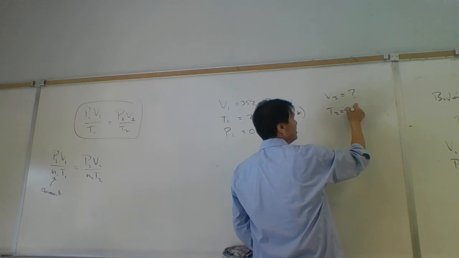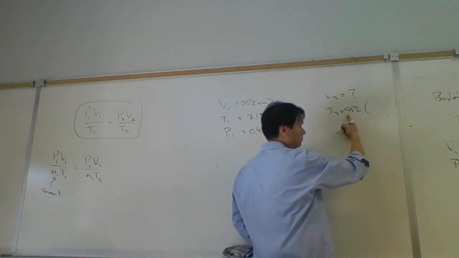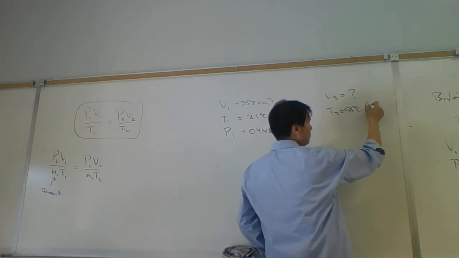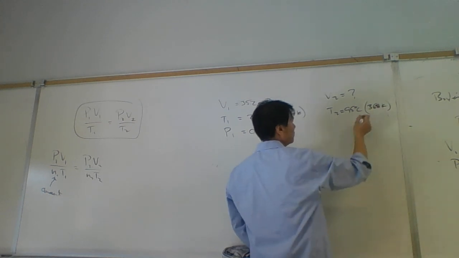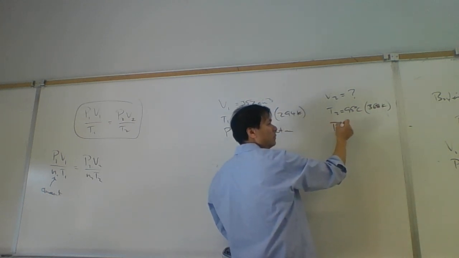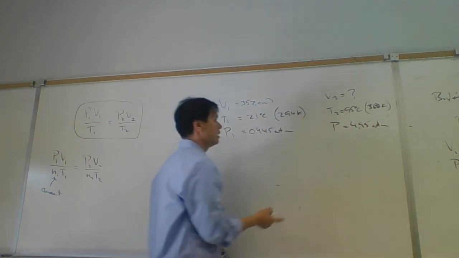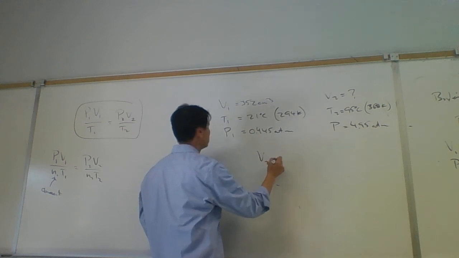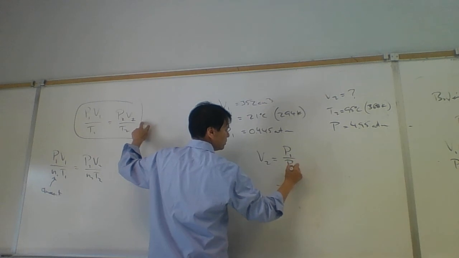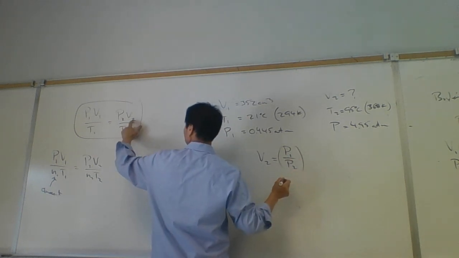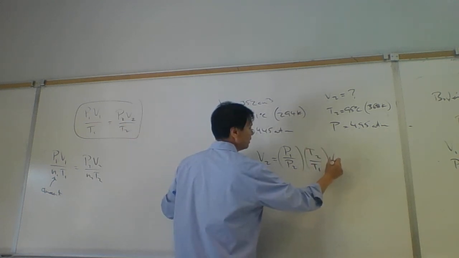Then we'll go on to V2, which is unknown. T2 is 95 degrees C, plus 273, which would be 368 Kelvin, sorry. And then the pressure is 4.95 atmospheres. Then we solve the combined gas law for V2. So V2, we'll do the pressure fraction first, is P1 over P2. Then we'll do the temperature fraction, which would be T2 over T1, times V1.